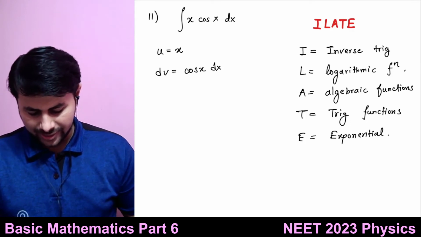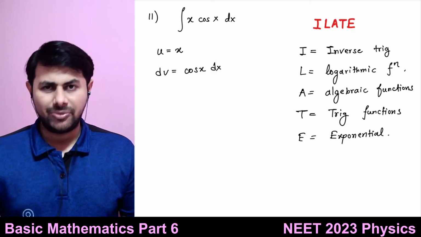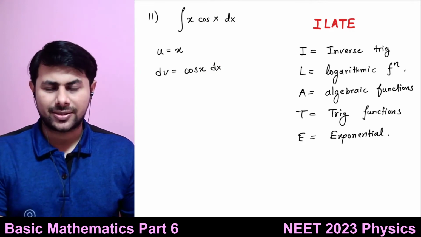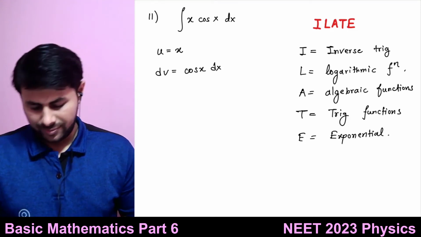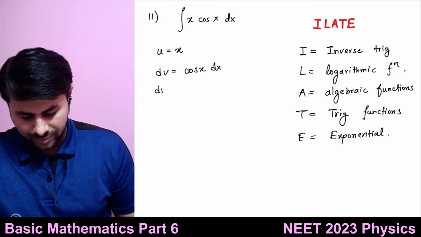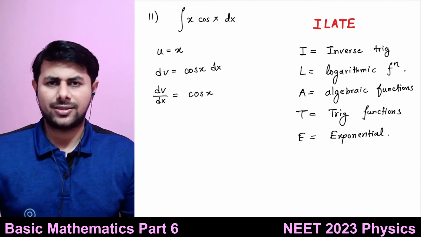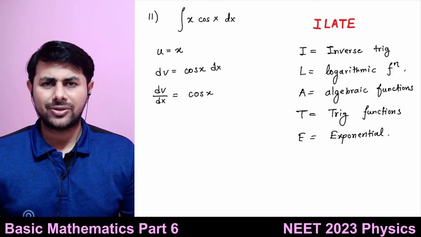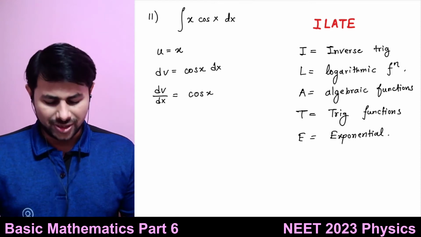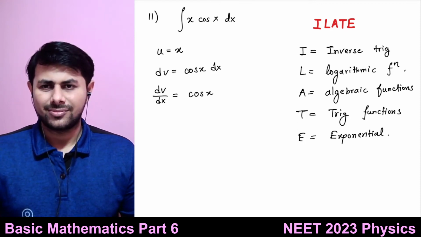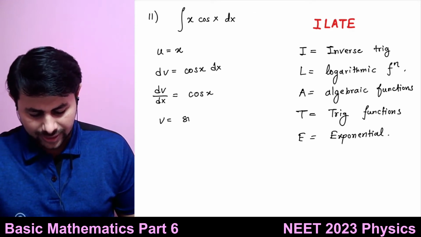That means dV by dx, if you take dx on the left hand side, you will get dV by dx is cos X. So what is V? Whose derivative is cos X? Which function's derivative is cos X? Sin X, right? So V is equal to sin X.